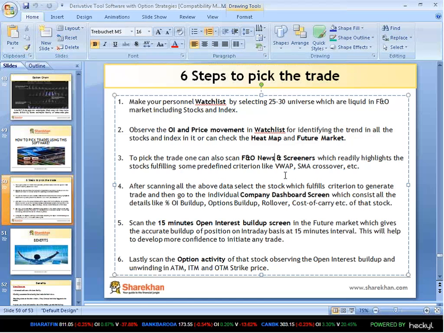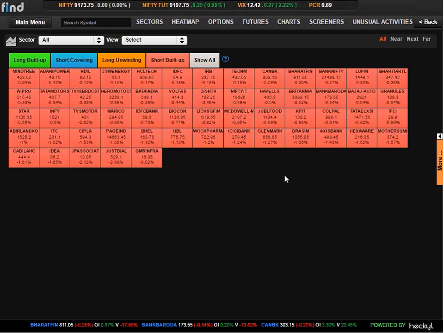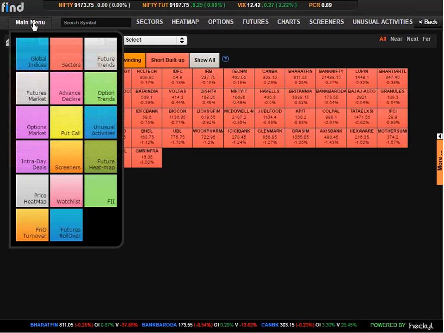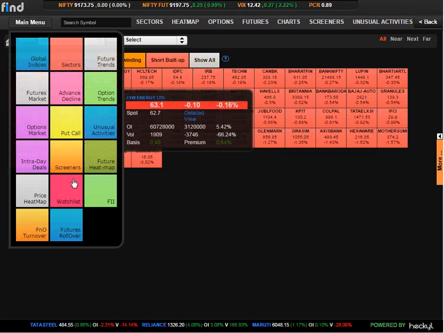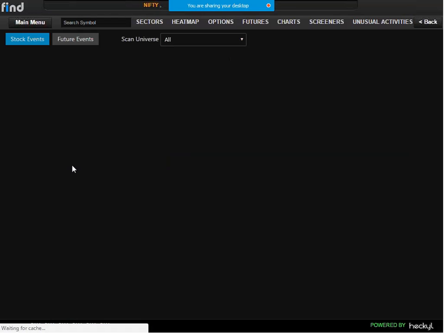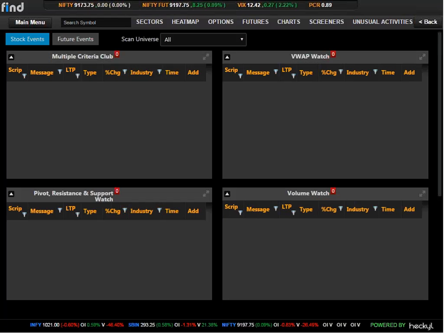Suppose you want to pick a trade and you don't know what kind of positions have been building, and you just want readily available data of which stocks have been showing a buildup. The screeners will be readily available. This is real-time data, so we will not be getting data over here currently. But if any stock fulfills the predefined criteria and matches, it will automatically pop up on the screen.